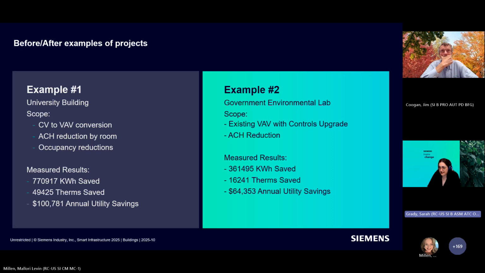So our second example was a government environmental lab. This one was already variable volume, but what we did was a controls upgrade. And again, going through that risk management, looking at where we can reduce it, can we add occupancy reductions, et cetera? And again, it saved a little bit less energy, but they had higher utility rates, and they ended up saving $64,000 in annual savings.